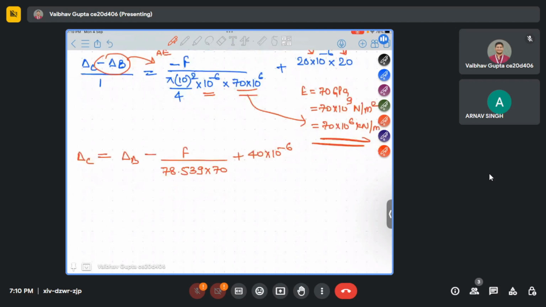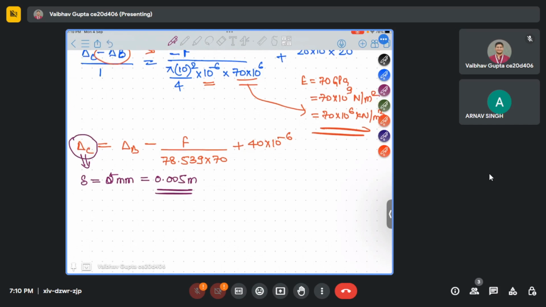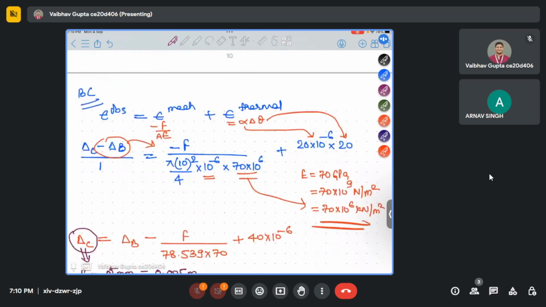Now delta C, since we close the gap, is nothing but equal to the gap. The gap is given as 5 mm, which is nothing but 0.005 meter. After putting this value, we got this expression as equation 2.